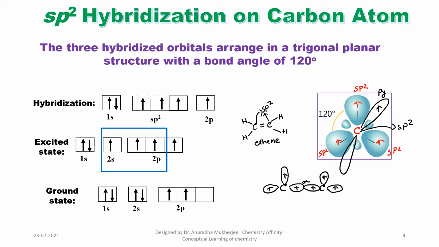Now 4 hydrogen 1s orbitals, they are going to be overlapping with the sp2 orbital of carbon. So it is a face-to-face overlapping. So these are all 1s from hydrogen. And these are sigma bonds.